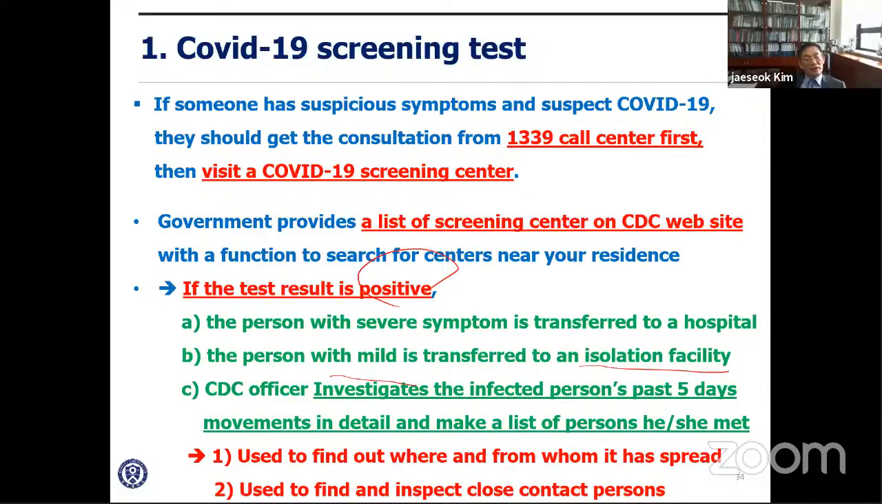The CDC officer investigates the infected person's past 5 days of movement in detail and makes a list of persons he or she met. This data is used to find out where and from whom it has spread, and also used to find and inspect close contact persons.